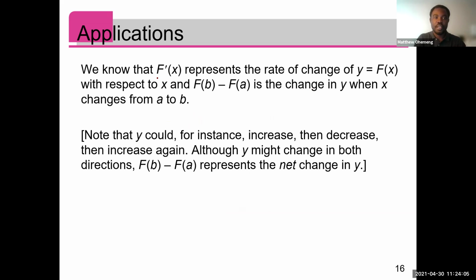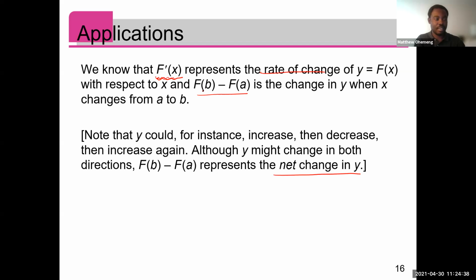So f prime of x represents the rate of change of uppercase F of x, right? And then F of b minus F of a is a change in y when x changes from a to b. So from what we established, this F of b minus F of a is just going to be equal to the definite integral, right, where the integrand is the derivative. So this F of b minus F of a represents something we call a net change in y. It's a net change, right?